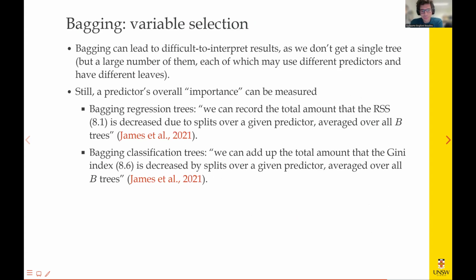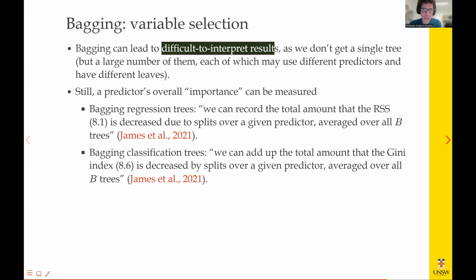Now, bagging is a pretty powerful idea. We do get the downside that bagging can lead to results that are difficult to interpret, because now you don't have a single tree, so you don't have this nice structure that you can visualize clearly, because you've averaged out the predictions from many trees. But there's at least some way to still have some measure of overall how important each of the predictors is on average in all those trees, and this is what the textbook will tell you. You can compute the importance of every predictor.